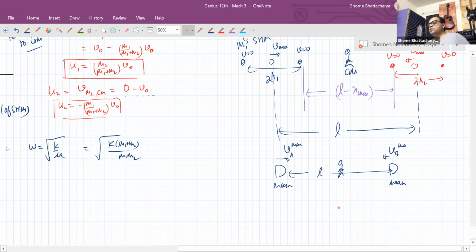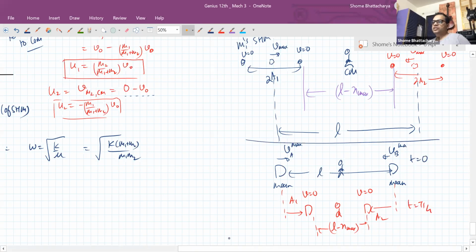Now what will happen at quarter of time period? They will both have come one amplitude closer. Okay, and that is when the compression is maximum. So what is that maximum compression? That is equal to the sum of the amplitudes. This is the situation at t equal to 1/4 of the time period of SHM, whereas this was the situation at t equal to 0. So this diagram is clear now. From 0 to quarter of the time period.